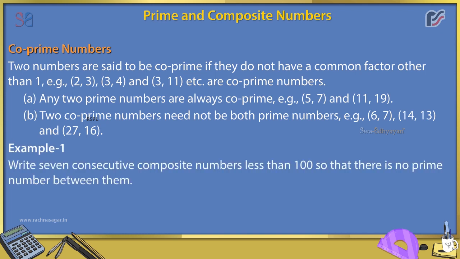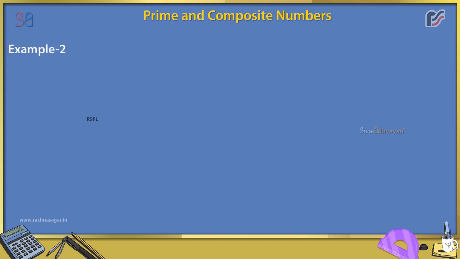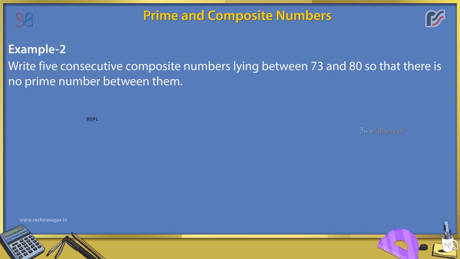Example 1. Write 7 consecutive composite numbers less than 100 so that there is no prime number between them. Solution. These are 90, 91, 92, 93, 94, 95 and 96. Example 2. Write 5 consecutive composite numbers lying between 73 and 80 so that there is no prime number between them. Solution. These are 74, 75, 76, 77 and 78.